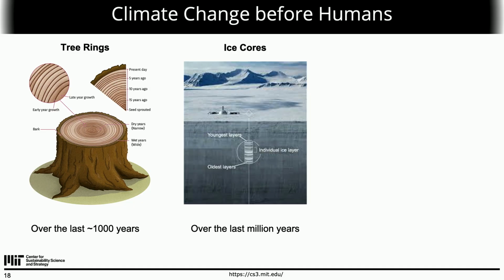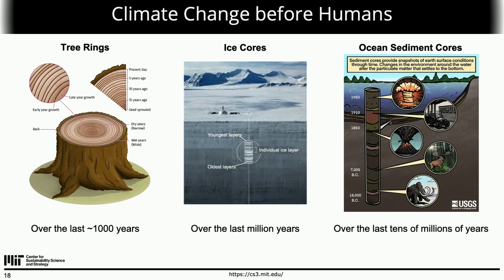Another source of observation is ocean sediment cores. Ocean sediments contain a lot of mud and microorganisms which contain information regarding the chemistry and also the ocean temperature and how the carbon cycle has been over the last millions of years, like tens of millions of years. So using these kinds of observations, we can understand how the Earth's climate has been historically.